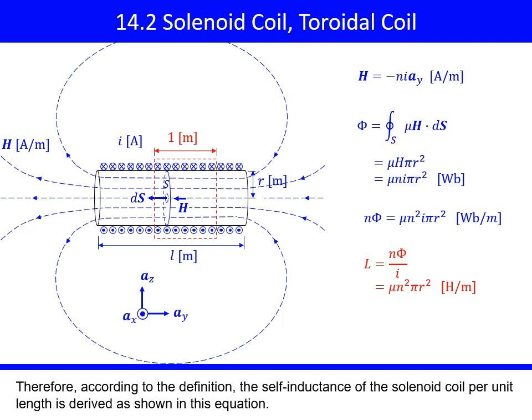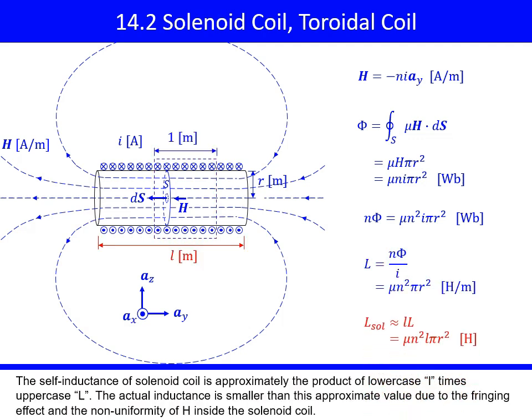Therefore, according to the definition, the self-inductance of the solenoid coil per unit length is derived as shown in this equation. The self-inductance of the solenoid coil is approximately the product of lowercase l times uppercase L. The actual inductance is smaller than this approximate value due to the fringing effect and the non-uniformity of H inside the solenoid coil.